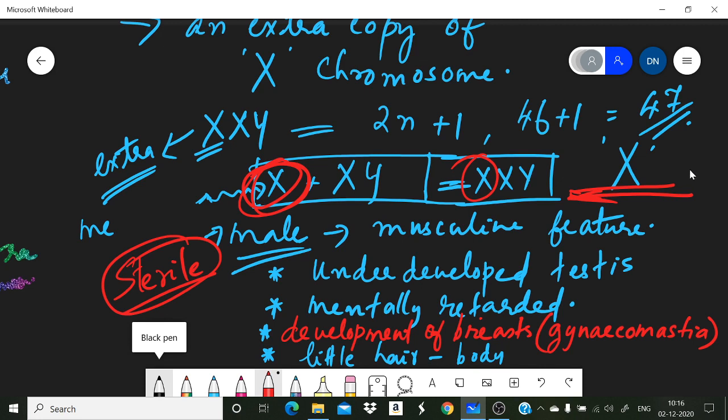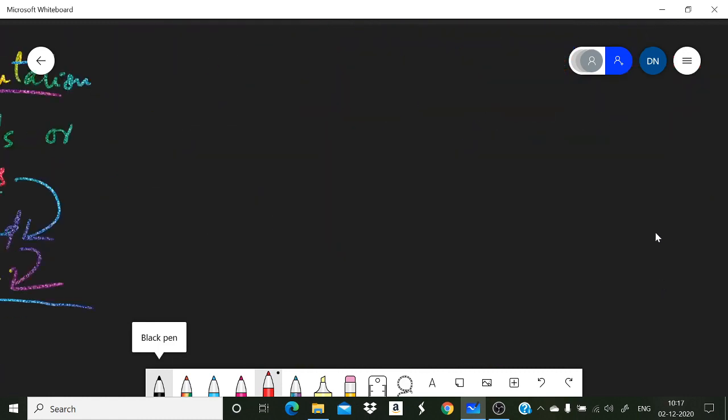Let me scroll my board. It is a bit slow because it is stuck. I don't know what happened with the whiteboard here in the computer. Wait for a second, dear students.